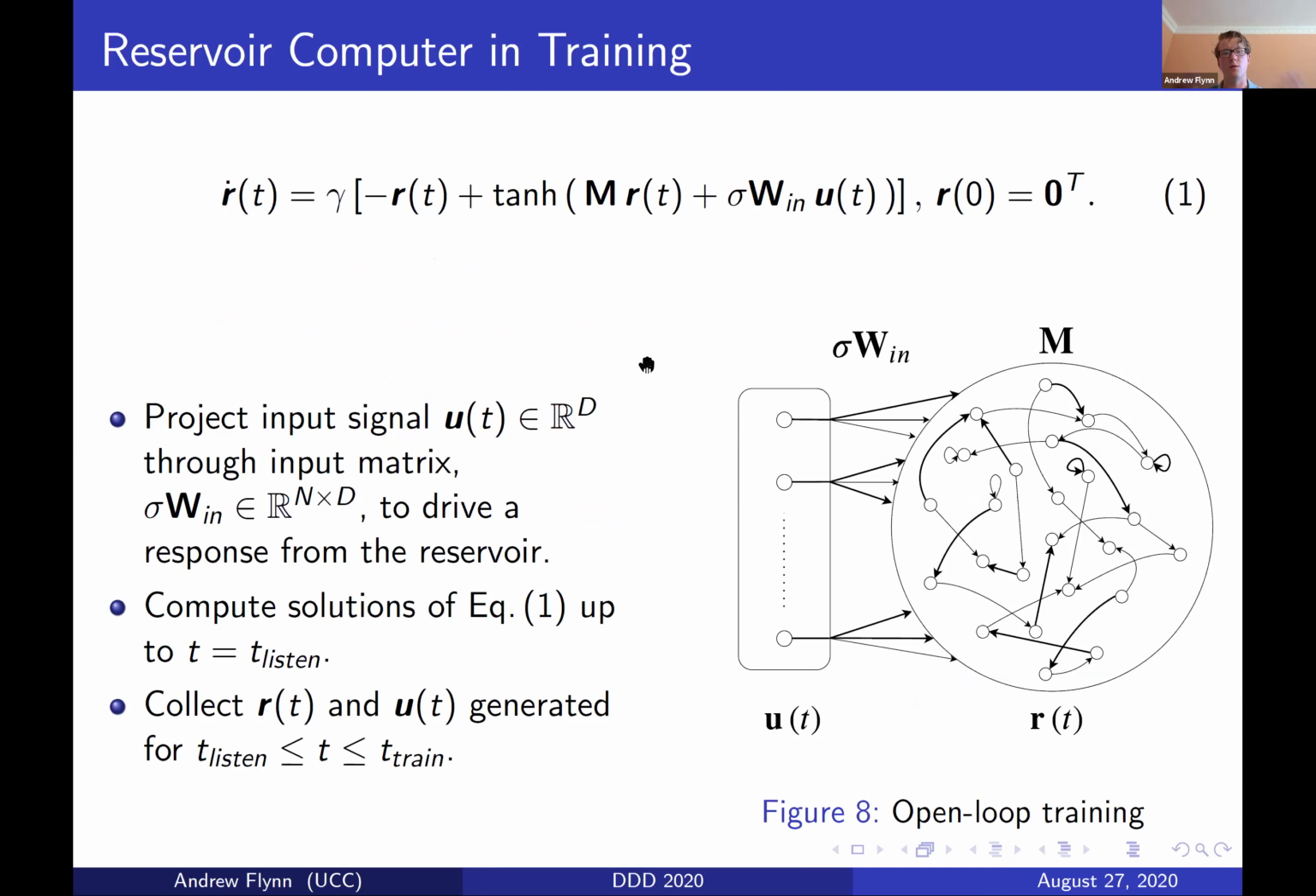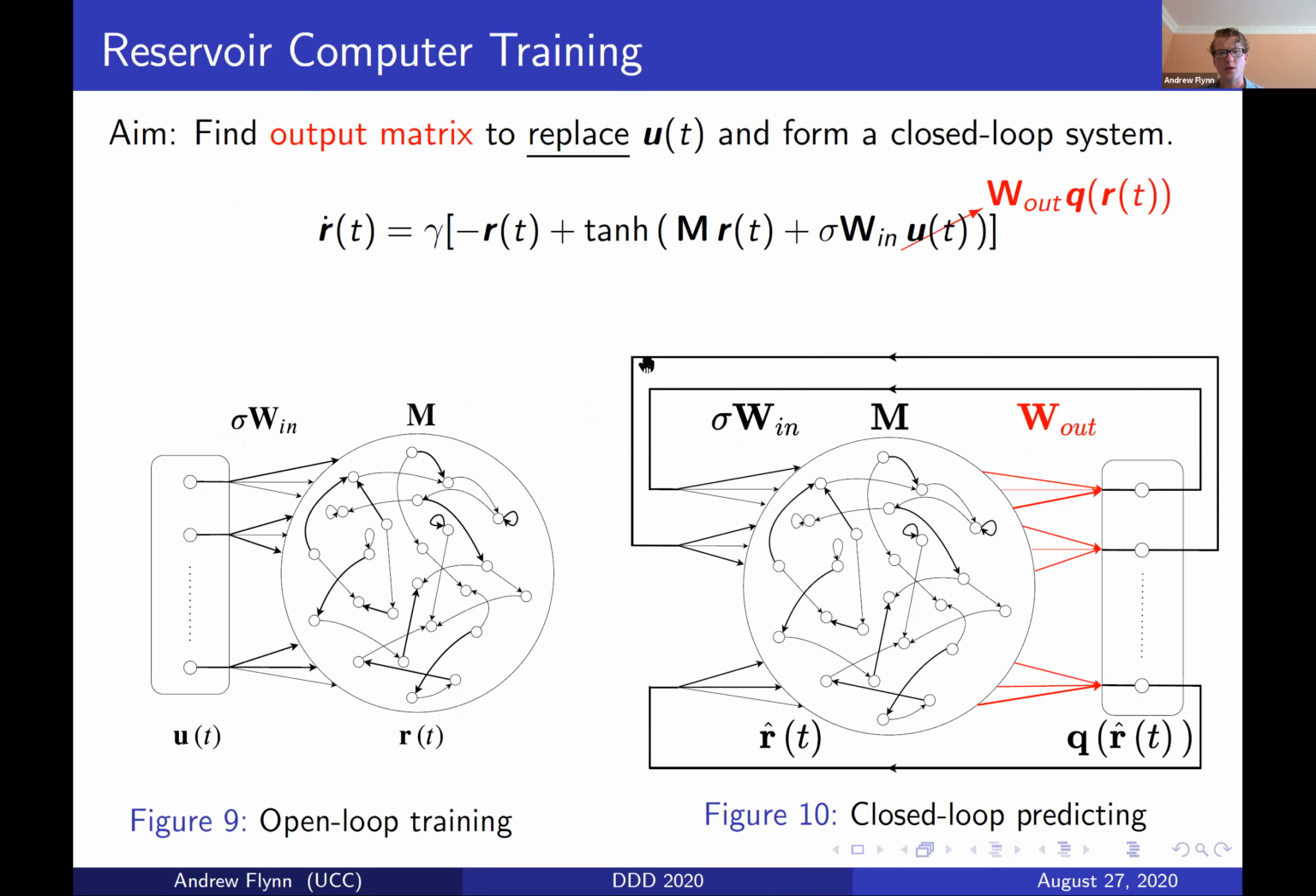It synchronizes in some higher dimensional state space in an equivalent manner to what the input is. Then we collect the data from some time t listen up until some time t train. The aim is to find an output matrix to replace the input and form a closed loop system. So we want to go from this drive-response non-autonomous system to this completely autonomous system, where the readout from the reservoir is able to continue on what the input would ordinarily be. So we want to cross out our input and replace it with some readout layer.